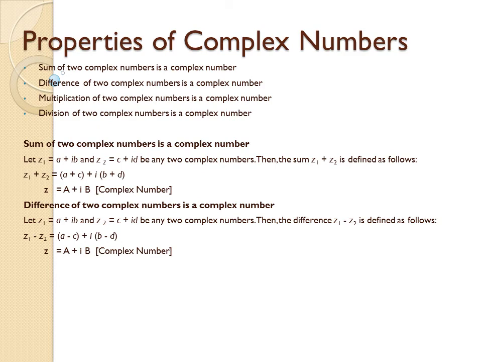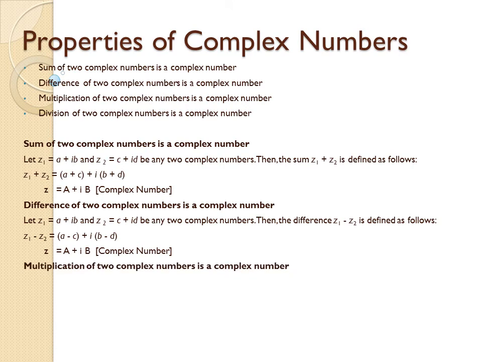So a minus c is a real number, so I can put that as a capital A, and b minus d is a real number, so I can put that as a capital B. So it is becoming Z equal to capital A plus i capital B. So it means it is in the form of a plus ib, so I can tell that this is a complex number.